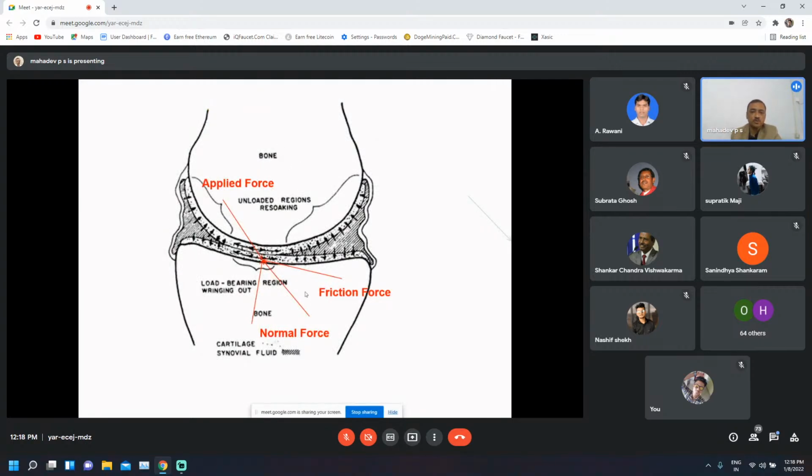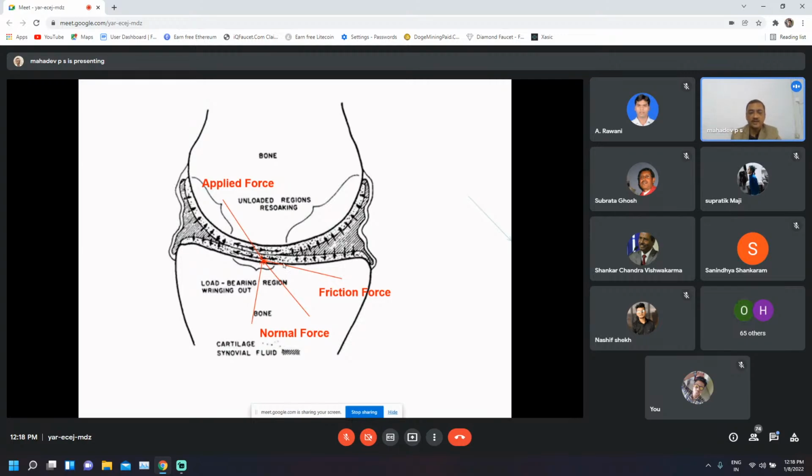So you can see the hip and knee joint. This is the upper bone, the lower bone. You can see this side, the unloaded regions. Here is where the contact actually occurs between the upper bone and the lower bone, in the hip and knee joint. So this part is called the load bearing region.